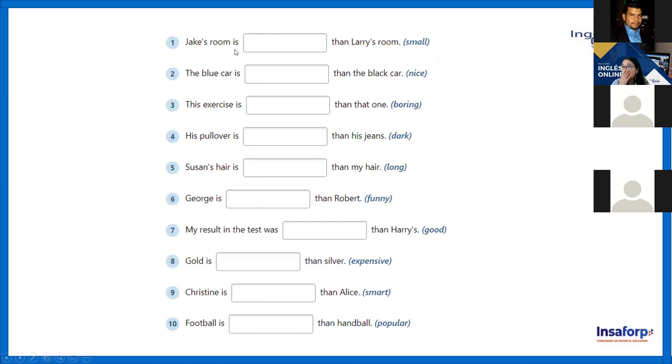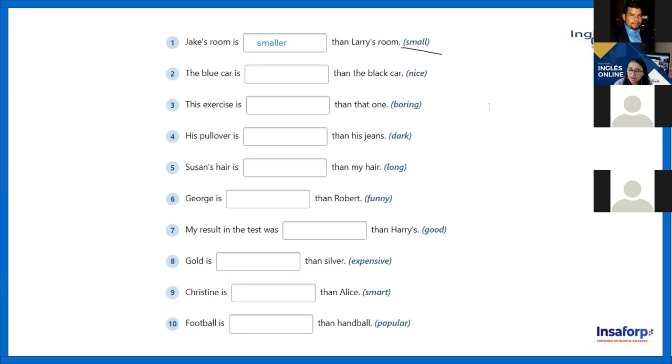So let's have a look at this one. Let's review this topic. We have the adjectives right here, and I want you to tell me the comparative, the adjective that has, for example, ER or more. Let's do the first one. Oscar, taking advantage that your microphone is open. Jake's room is smaller than Larry's room. That's right, smaller. Thank you, Oscar. Can you continue? Let's see, Kenny, please.